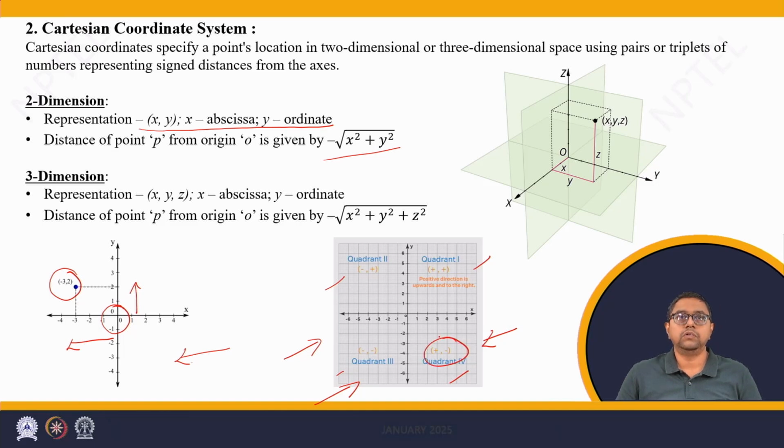Moving on to a three-dimensional version of the Cartesian coordinate system, we have the representation of any point as a triplet x, y, z. Then the corresponding distance of any point from the origin is given by the sum of squares of the abscissa and ordinates, followed by a square root. This is clearly observable from the adjacent diagram.